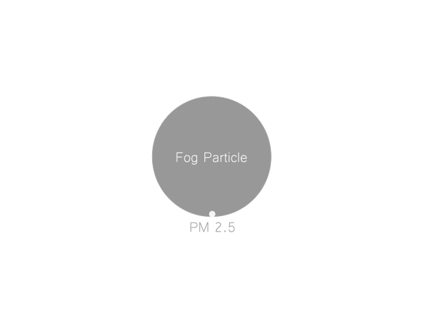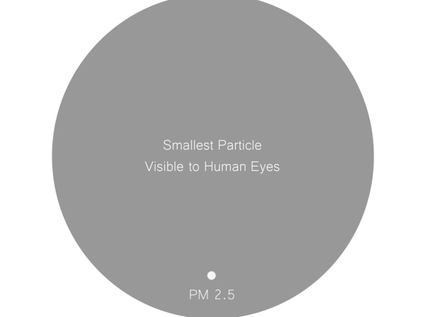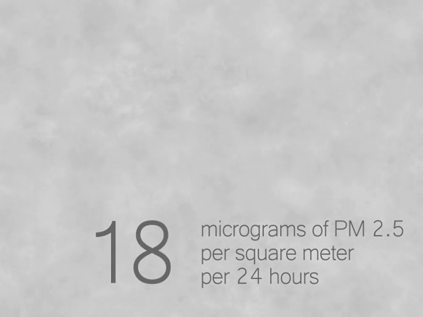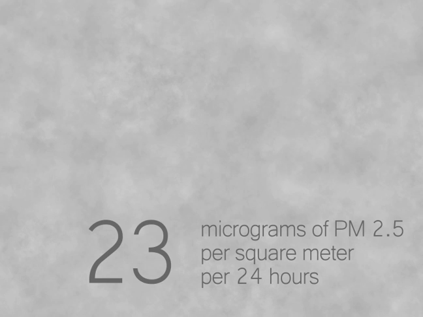The width of 20 equals that of a fog particle. The width of 40 equals that of the smallest particle visible to the human eye. So you cannot see PM 2.5 particles, but you can feel them. They cause the air to appear hazy and reduce visibility when the levels of PM 2.5 are elevated.